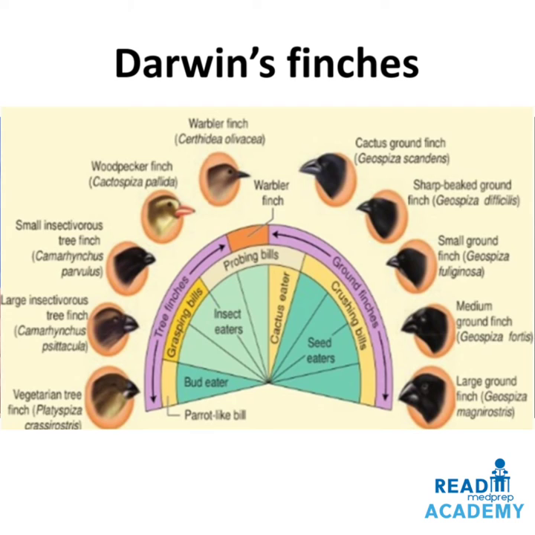When you see on the left side, it has a bud eater, which has a parrot-like bill. The vegetarian tree finch, Platyspiza crassirostris. Large insectivorous tree finch, Camarhynchus psittacula. Small insectivorous tree finch, Camarhynchus parvulus. Woodpecker finch, Cactospiza pallida. Warbler finch, Certhidea olivacea.